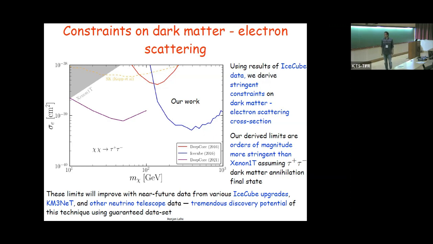These limits will improve with near future data from various IceCube upgrades, KM3NeT, and other neutrino telescope data, Hyper-K, Super-K, and things like that.